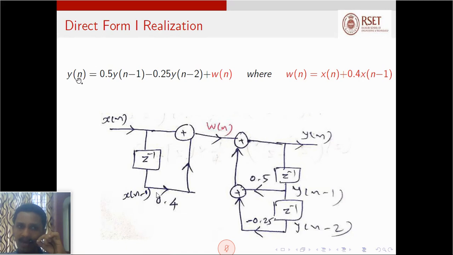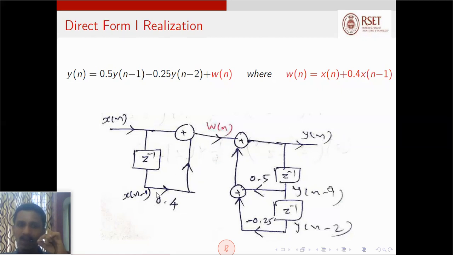Now you need to get y(n), the output. So y(n) will be equal to 0.5 y(n-1) - 0.25 y(n-2) + w(n). If you introduce a delay element, you will get y(n-1). If you introduce a delay element again, you will get y(n-2). Multiplying by the constants 0.5 and 0.25, you will obtain 0.5 y(n-1) - 0.25 y(n-2). Then you need to add this to w(n), and then you will get y(n).